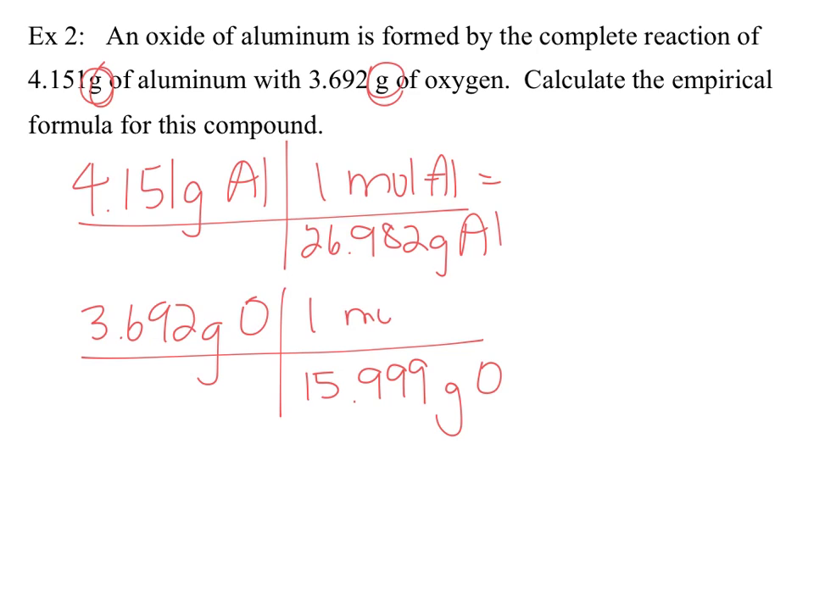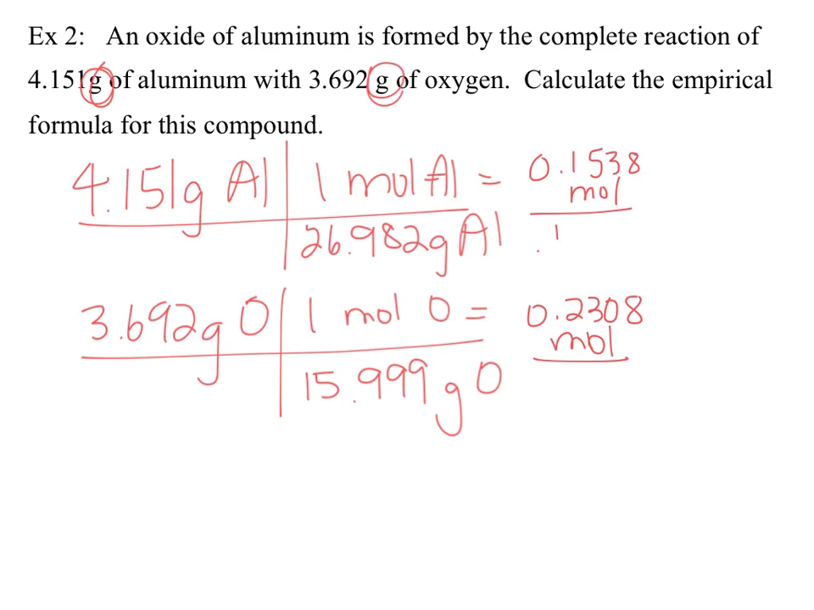And that's equal to 1 mole of oxygen. So after some speedy calculating here, I come up with aluminum as 0.1538 moles and oxygen as 0.2308 moles. So we do step 3, which is divide by the lowest number of moles. So we're going to divide by 0.1538 because it's smallest.